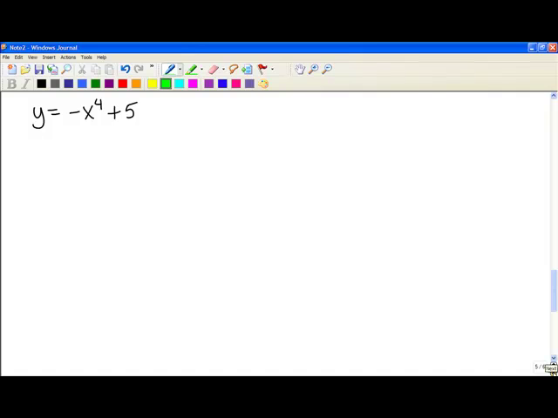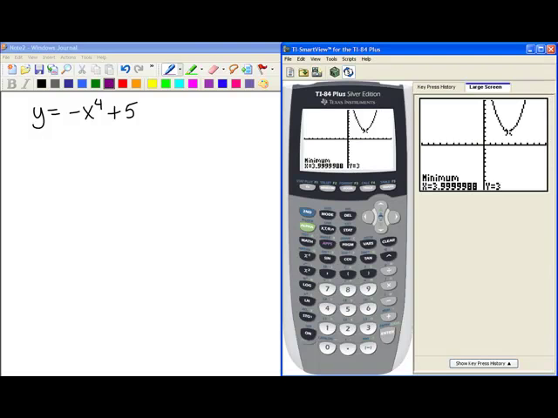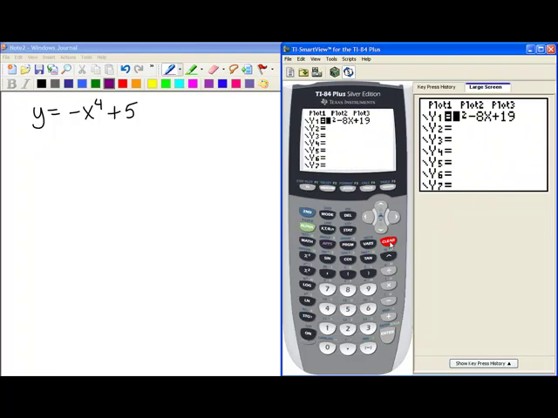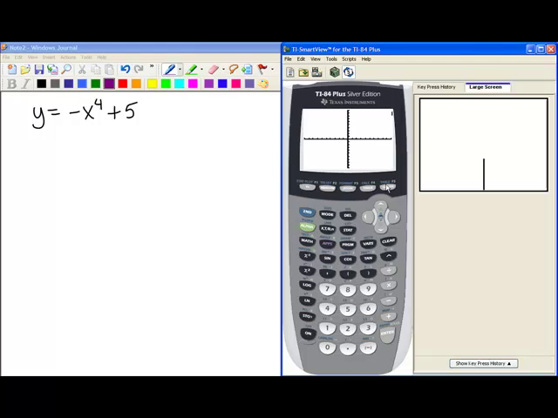Going on to another example. Here we have y equals negative x to the 4th power plus 5. Now let's see what we have here. I'm going to press the y equals key and type this in. Be sure to press the negative button at the bottom. X to the 4th plus 5. And then graph.